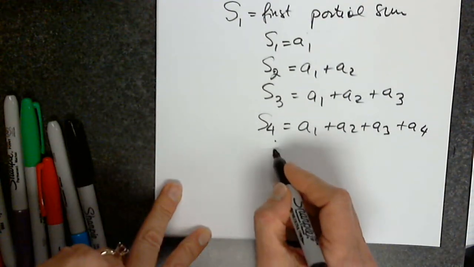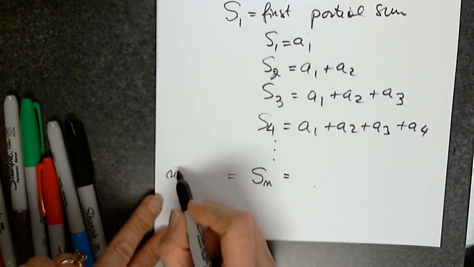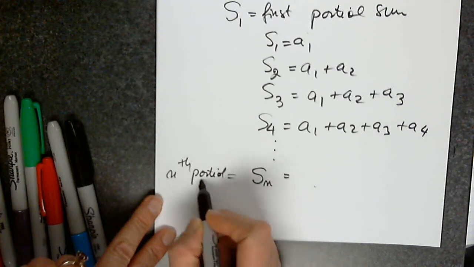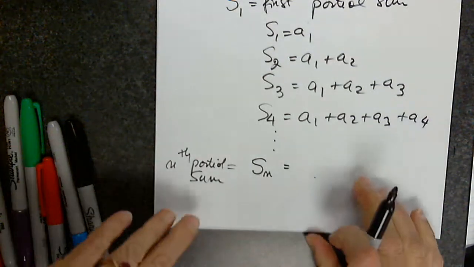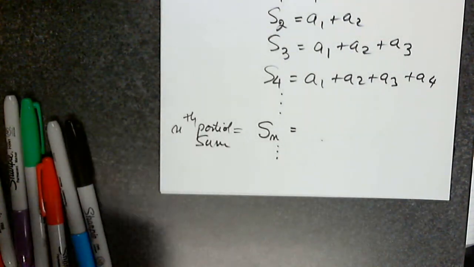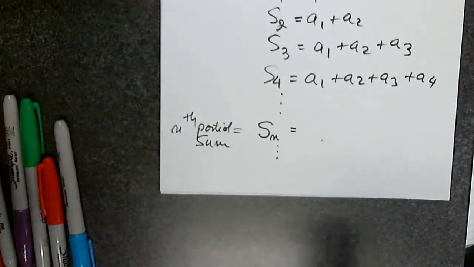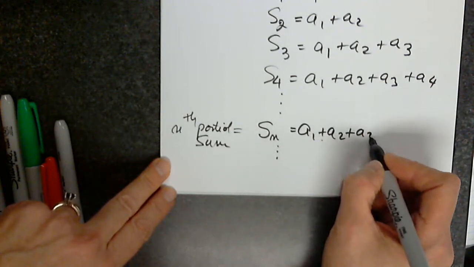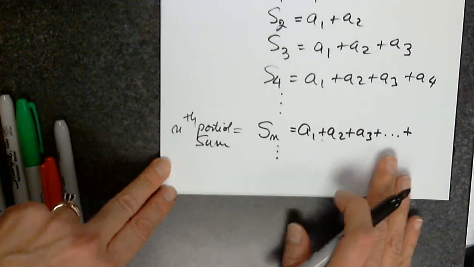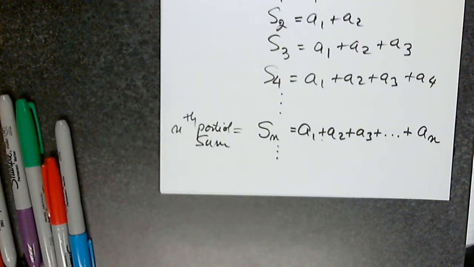and now I'm going to jump to the nth partial sum. So this is the nth partial sum. What do you think the nth partial sum will represent? And of course I can continue forever, but I'm interested in the nth partial sum. A1 plus A2 plus A3 plus dot dot dot, and here the last term will be AN. Very good. That's the nth partial sum.